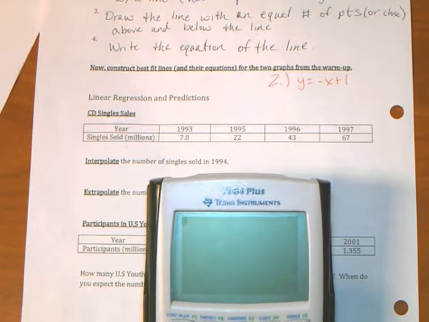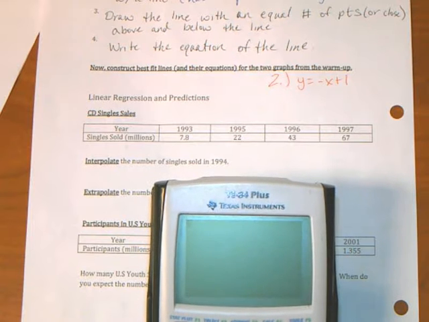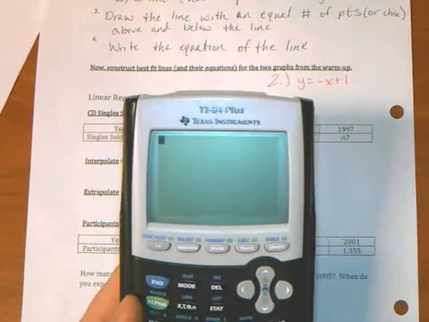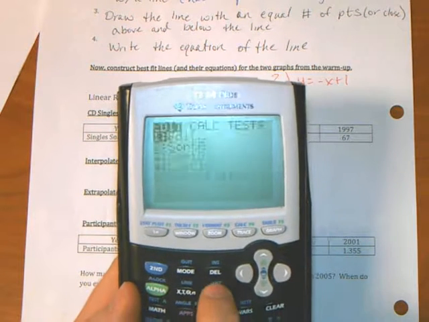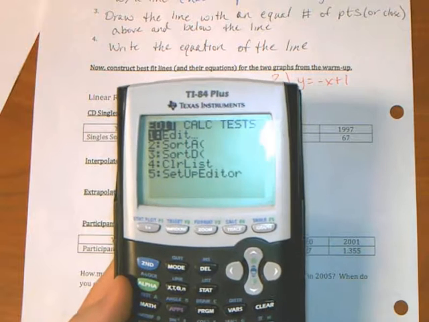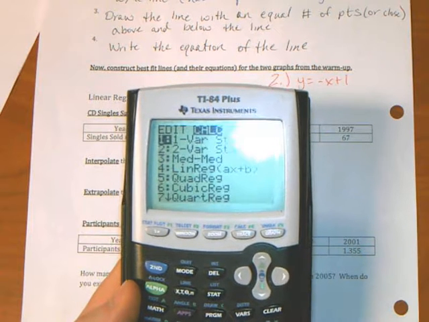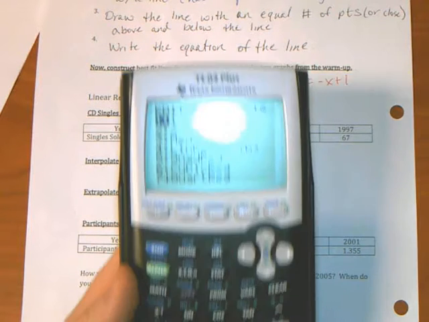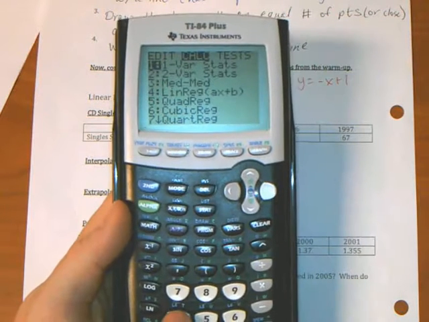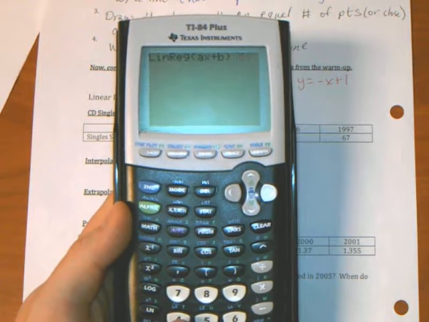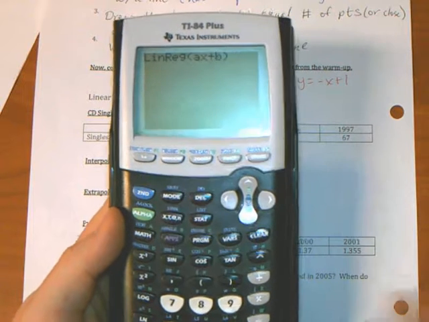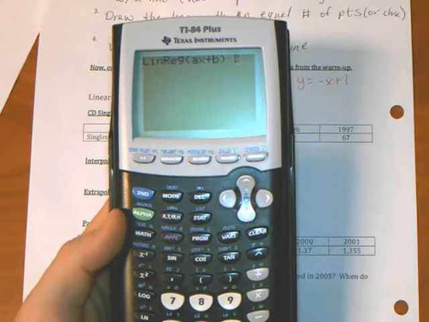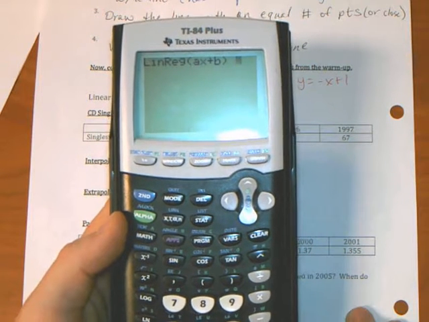After you get the table, here's what you do. Now go back to stat. You should come up with the same menu. Scroll right to the calc menu. You can either scroll down to 4 or click the number 4 to get your linear regression. Don't hit enter, because it will default to list 1 and list 2.